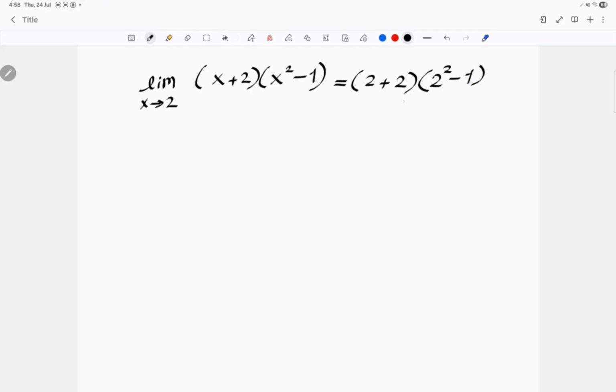Let's do this problem. Limit x approaching 2, x plus 2 times x squared minus 1. So here in this situation, you would simply replace with 2. And you get 2 plus 2, you get 2 squared minus 1, you get 4 times 3, and you get 12.